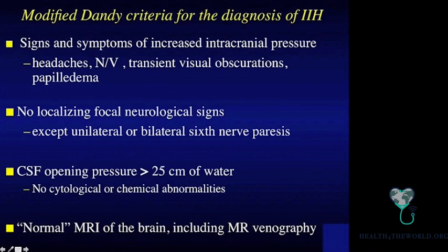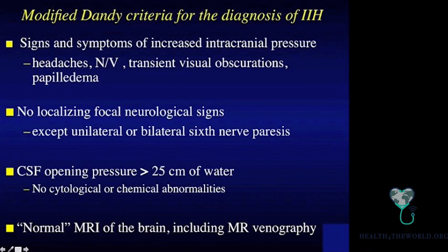Now, there are criteria for the diagnosis of this, including headache, nausea, vomiting, transient visual obscurations, and most importantly, papilledema. The patients should not have any focal neurologic signs, except on occasion sixth nerve palsy, which can be either unilateral or bilateral, probably caused by compression of the sixth nerve as it courses up along the clivus.